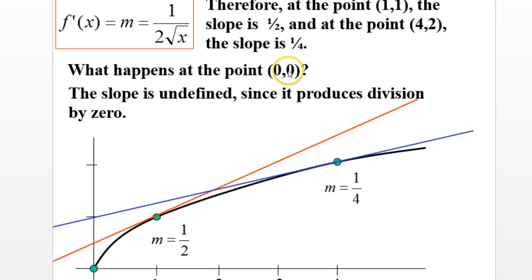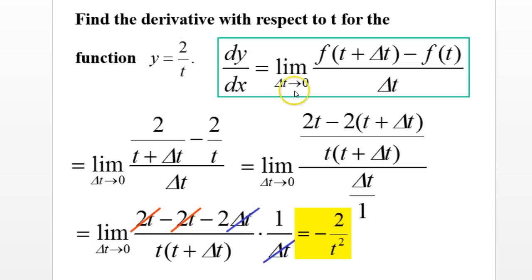What happens at the point 0, 0? The slope is undefined since it produces a division by 0. Okay, so that's pretty simple, pretty easy.